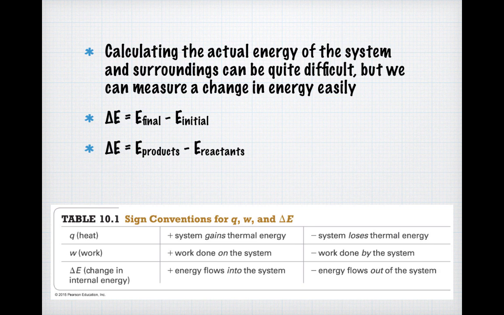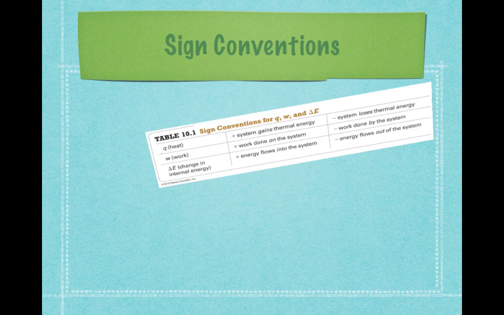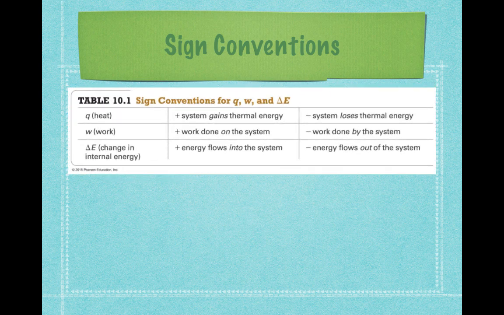And one of the other things that we'll see with energy is that delta E is equal to the amount of heat either into or out of the system plus the amount of work that the system does on something or has done on itself. And then down there at the bottom we have our different signs depending on whether energy is gained or lost, whether work is done on the system or by the system, and whether energy is flowing into the system or out of the system.